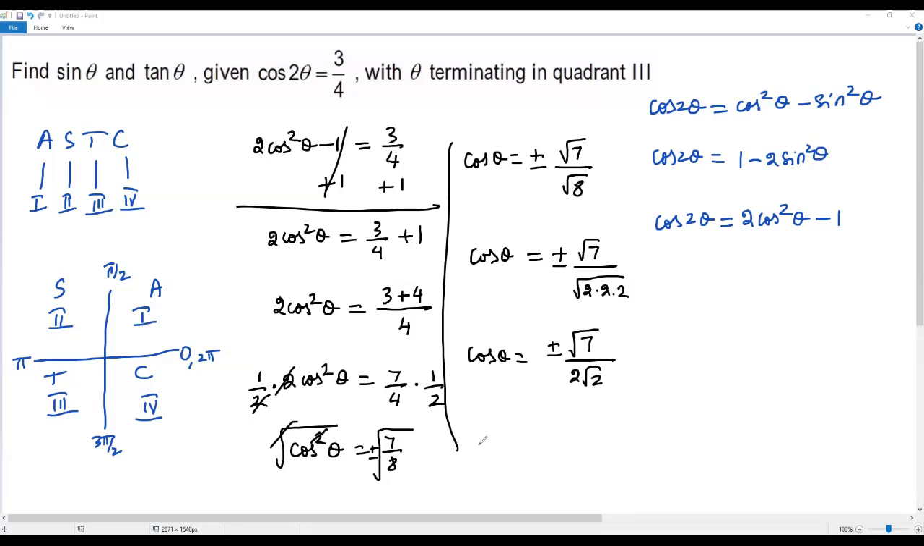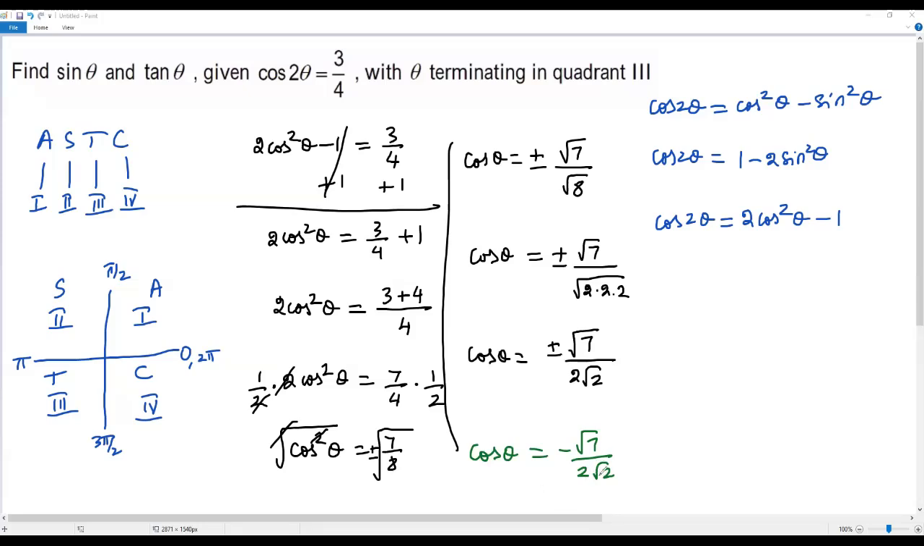This cosine theta is equal to, in this positive or negative sign, we have to consider the negative sign because cosine theta is negative in the third quadrant. So we have negative square root of 7 over 2 times square root of 2. Okay, so now I got the value of cosine theta in the third quadrant, that is negative square root of 7 over 2 times square root of 2.